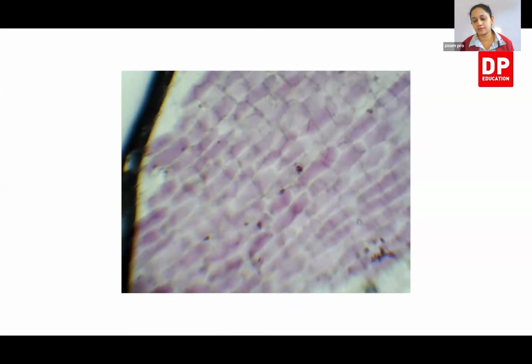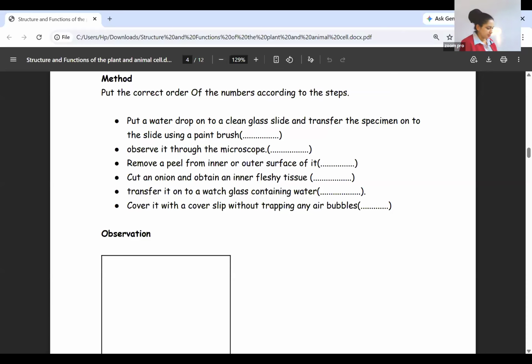And in the tube, you have to complete the order. What is the first step? I have separated each and everything. The first one: cut an onion and obtain an inner fleshy tissue. Then number 2: remove a peel from the inner or outer surface of it and transfer it onto the watch glass. Then transfer it onto a watch glass containing water.